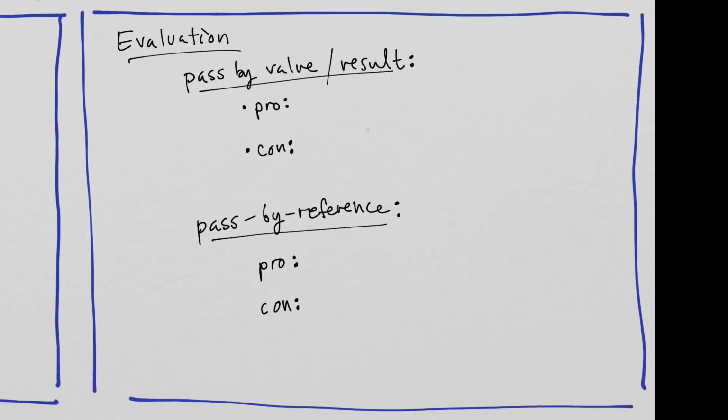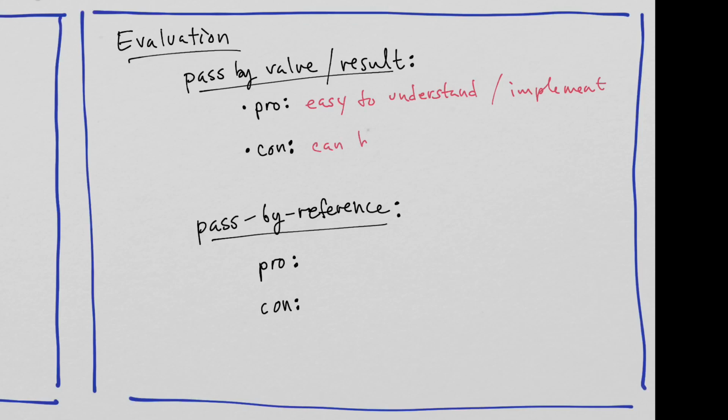So let's talk about evaluating pass by value and result, and also pass by reference here. So the pro of pass by value result is it's very easy to understand. I mean, you all are already used to it, and it's also easy to implement. It's very clear exactly what is going on. A con is that it can be relatively expensive.